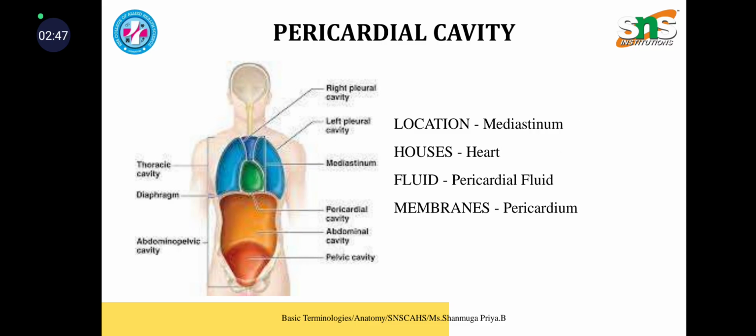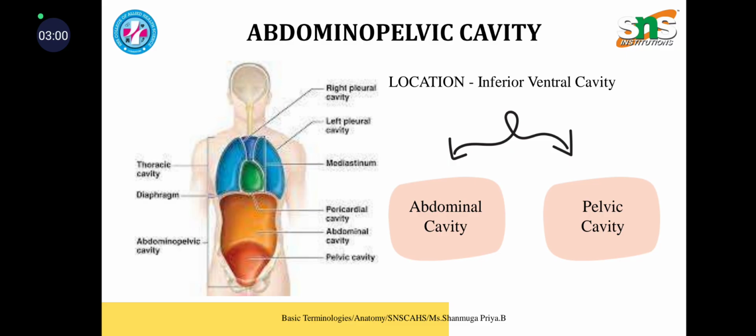Pericardial cavity. Location: it is present in the mediastinum. It houses the heart, fluid: pericardial fluid, and it is covered by the pericardium. Next we have the abdominopelvic cavity. Location: inferior ventral cavity. We have two classifications under the abdominopelvic cavity. One is the abdominal cavity, another one is the pelvic cavity.